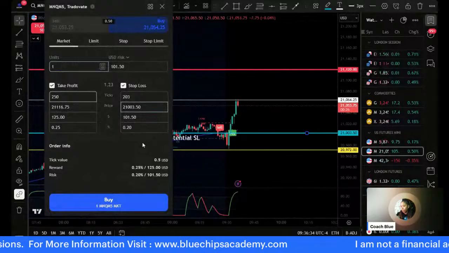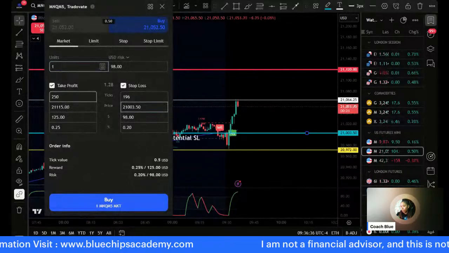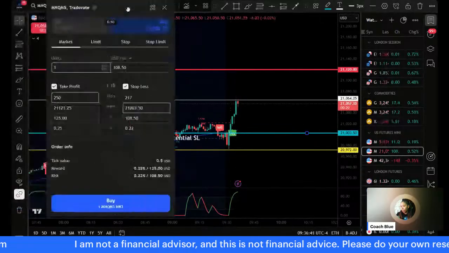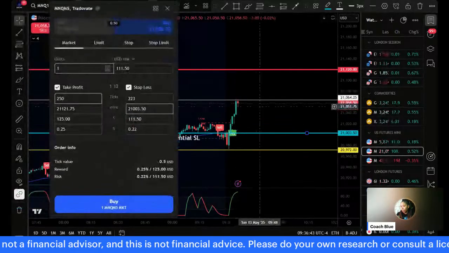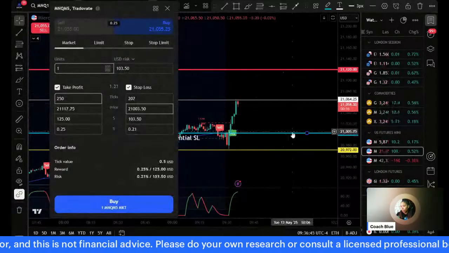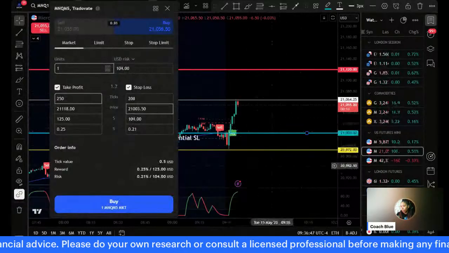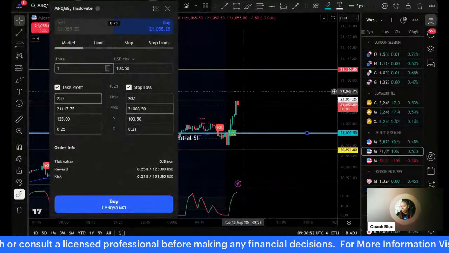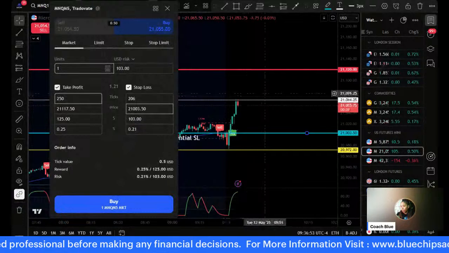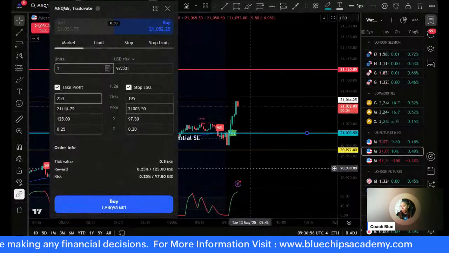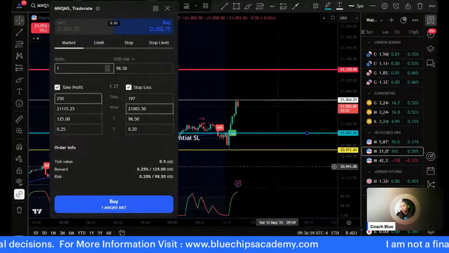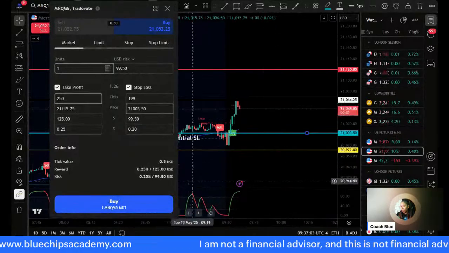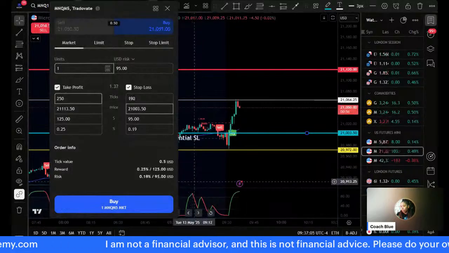21,003. I need a solid break. We got 15 seconds left on this candle right here. I'm not in anything just yet. I'm just getting prepared in case price breaks past this level right here. 21,003. Okay, so let's see what price does for us.